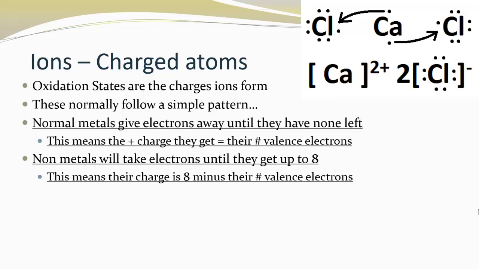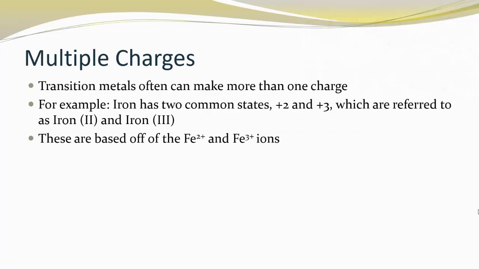Anyways, so metals will make positive charges, and the nonmetals, those are on the top right of the periodic table, are going to end up making negative charges. And their charge is going to be found basically by taking 8 minus their valence electrons. So group 5, that's 8 minus 5, which is negative 3. Group 6, 8 minus 6 is negative 2. Group 7, 8 minus 7 is negative 1. And then group 8 would be 0.